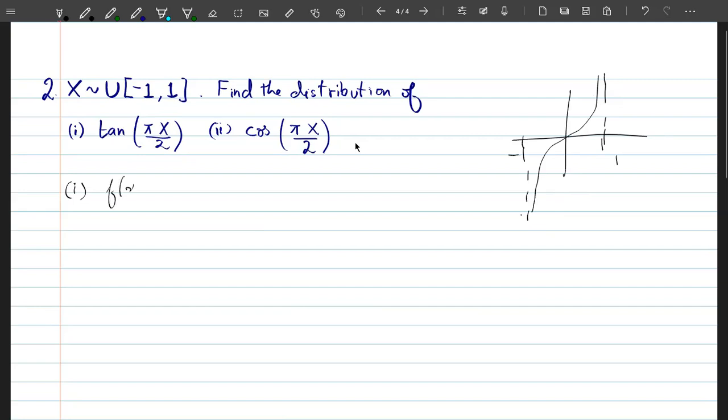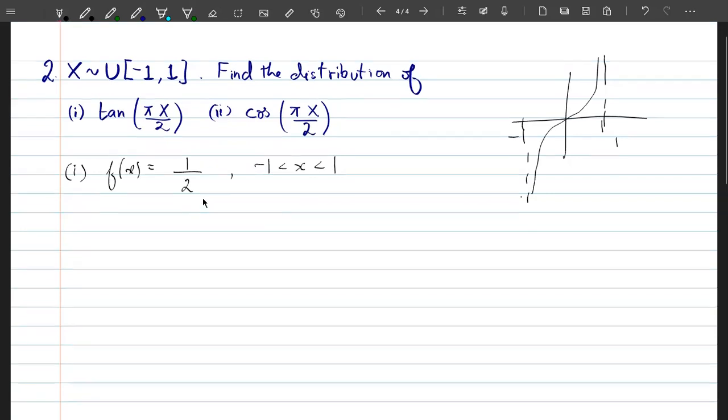So first of all, what is f of x? It's given only that x has a uniform distribution. The PDF is not explicitly given. But recall that the PDF of a uniform distribution is f of x equal to 1 by b minus a when x is between a and b. So in this case, a and b are minus 1 and 1. And so 1 by 1 minus minus 1 is 1 by 2. So this is the PDF of x.